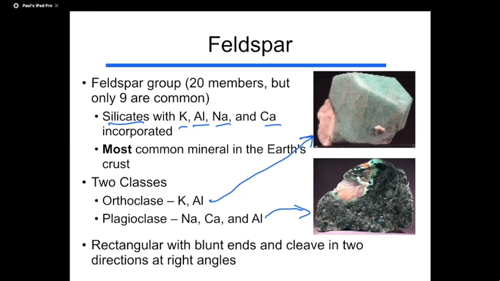If you take a chunk of it and you hit it with a hammer and it breaks off, you get nice flat edges with blunt ends, and you get cleavage in right angles, in directions at right angles. And so feldspar, the most common mineral in all of Earth is feldspar.